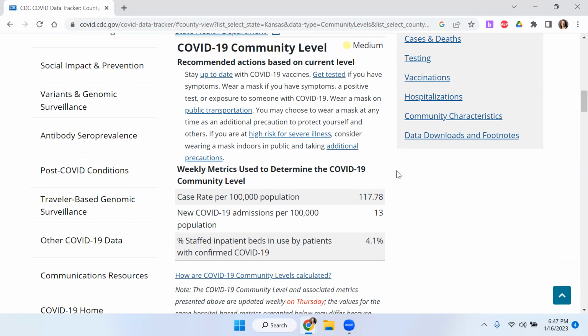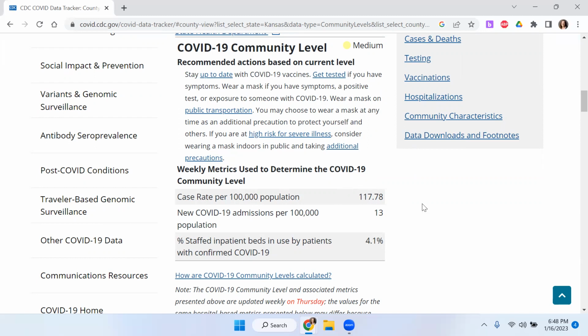The number we care about is right here, case rate per 100,000 population. Any number over 100 is considered high. Most of the U.S. is high or substantial right now, in the upper 90% of our population, and most of our counties are high right now and have been for months and months and months. Sometimes this number gets in the 200, 300, and 400s, so far, far above high. Low is considered 10 or under.